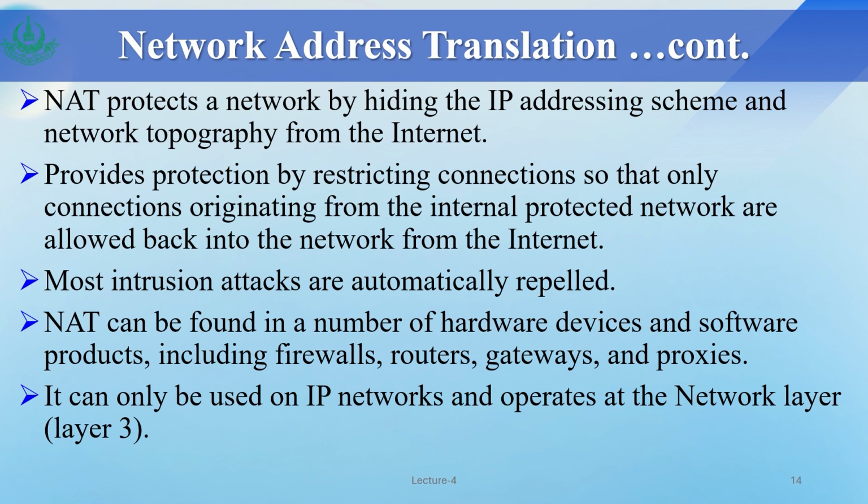It provides protection by restricting connections so that only connections originating from the internal protected network are allowed back into the network from the internet. Most intrusion attacks are automatically repelled by NAT. It can be found in a number of hardware devices and software products including firewalls, routers, gateways, and proxies. It can only be used on IP networks and operates at the network layer of the OSI model, layer number 3.